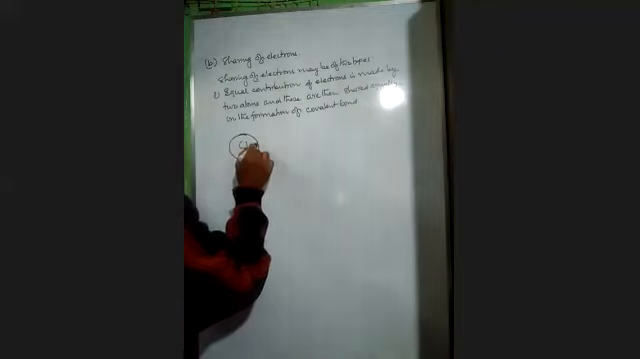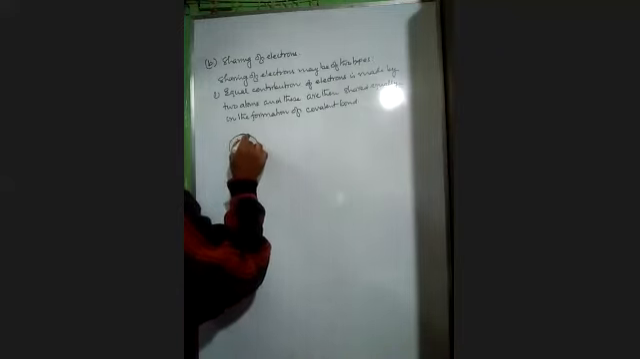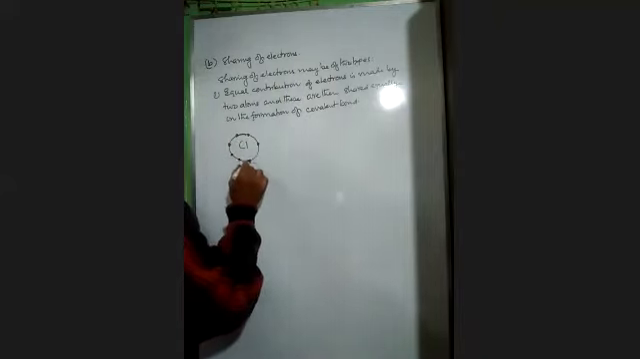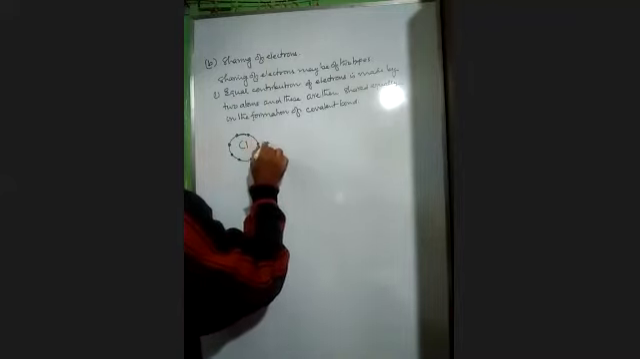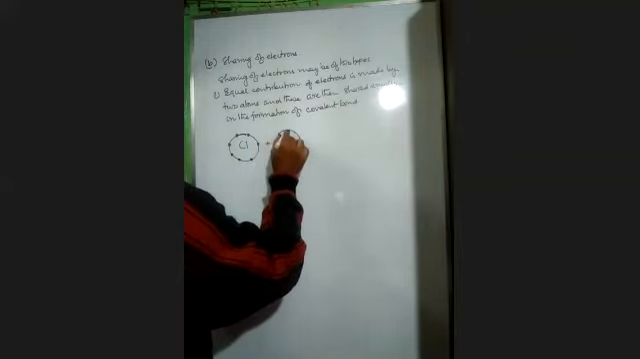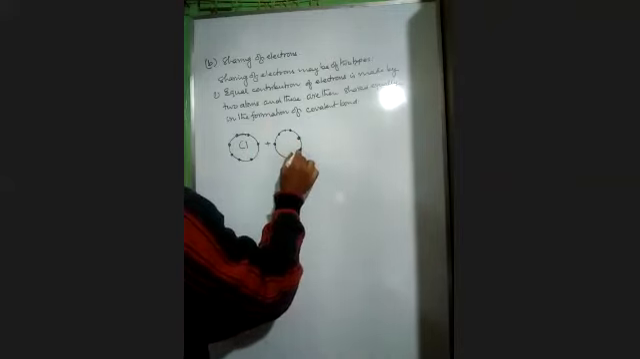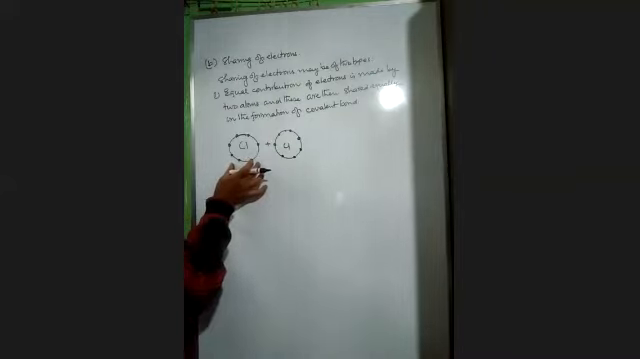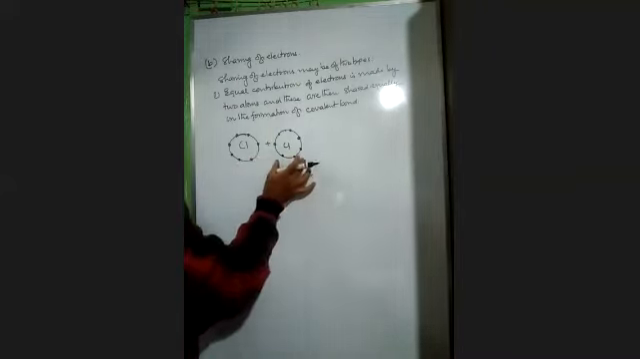So in that case, suppose I have taken here Cl. Say it is this. See, it is having 7. Then what is going to happen? In this case, you will find it is having 7 and it is having 7.